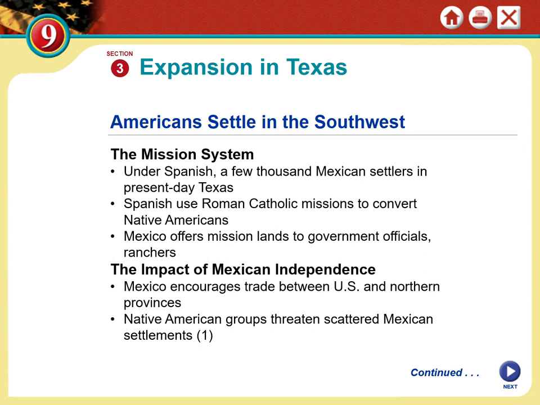Number one, this land was sparsely populated. Texas is a dry region with not many people living in it at this time. And so they wanted it to be settled. But also, Native American groups would sometimes attack caravans traveling between Mexico and the United States. And so they wanted people living there to provide safe passage for business people.